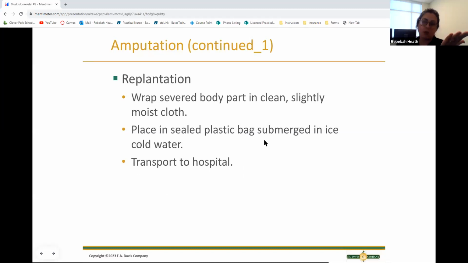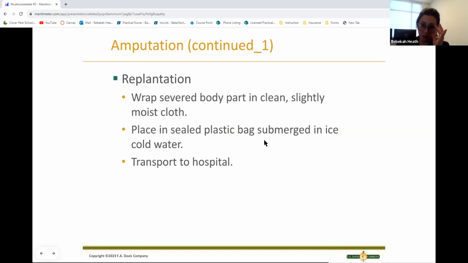So talking about finger amputations, replantation is possible. Replantation is when they take the affected limb and replant it on. Now, usually fingers or toes are what are replanted. We wouldn't necessarily be able to replant an arm or a leg. If this is the case, like if somebody has a traumatic amputation, you would wrap that severed body part.